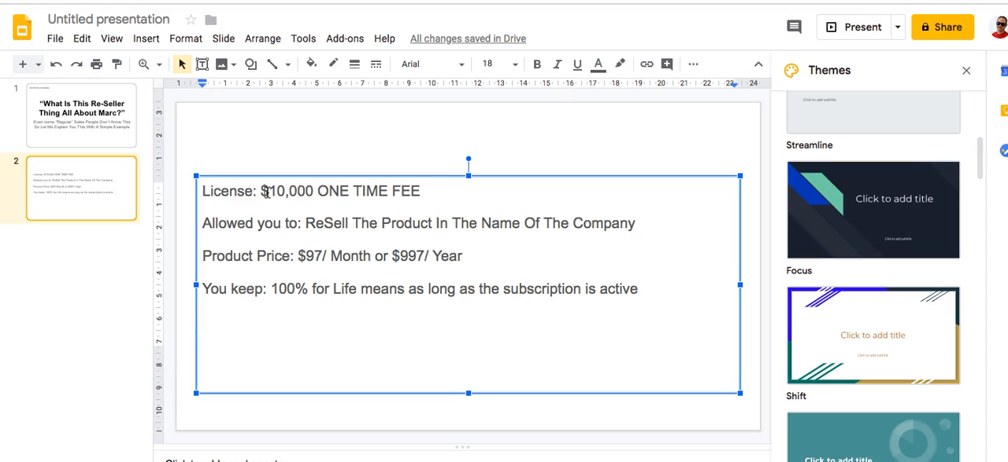Again, the license has a $10,000 one-time fee. It allows you to resell the product in the name of the company. The product price is $97 per month in this scenario, or $997 per year, and you can keep 100% for life, means as long as the subscription is active. With that said, all you have to do is sell the stuff. You don't have to take care of service, follow-up, customer care, whatsoever. All you have to do is sell the product in the name of the company. That's actually it. That's how the reseller model is working.